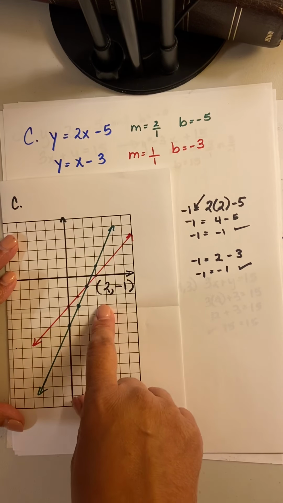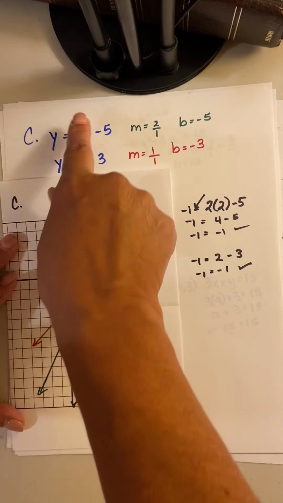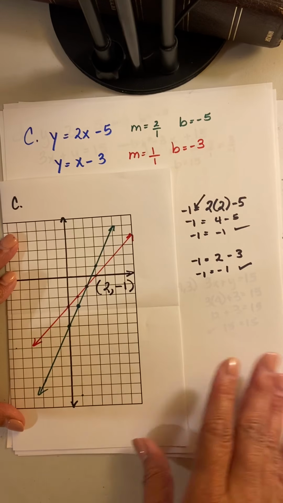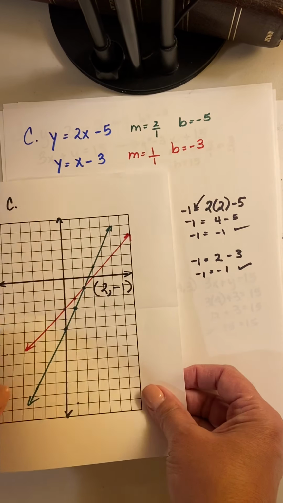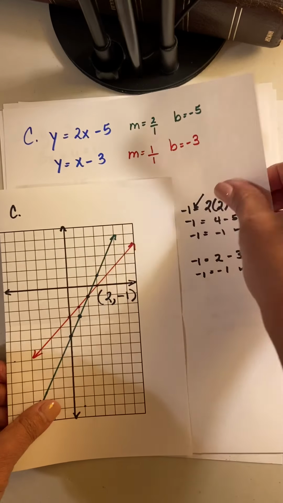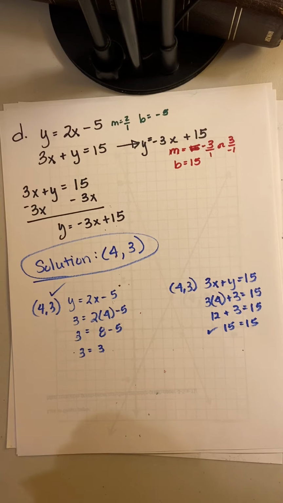Now I can prove it by doing the same thing, loading these values into my original problems. And it turned out, yes, both of them worked. So this one, C, was relatively easy if you understood how to graph and how to determine that the solution was right. All right, going on to D.